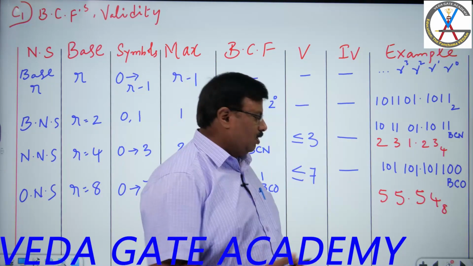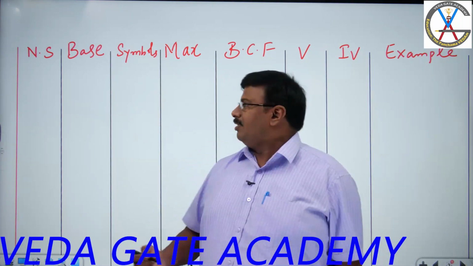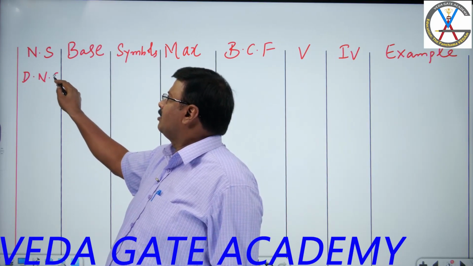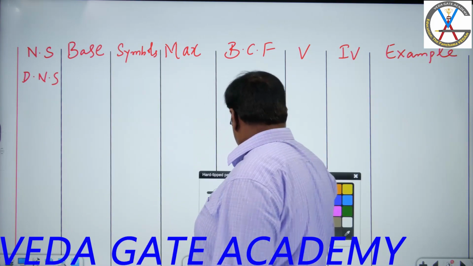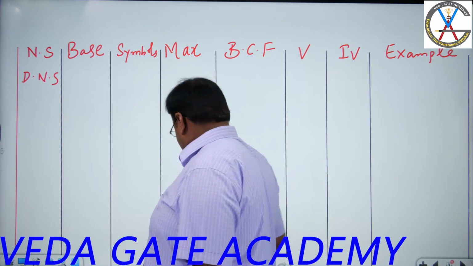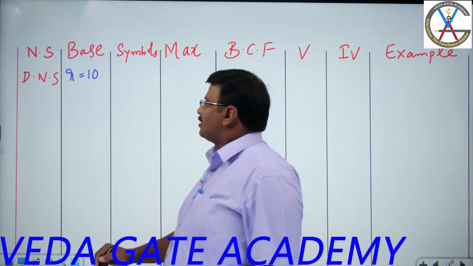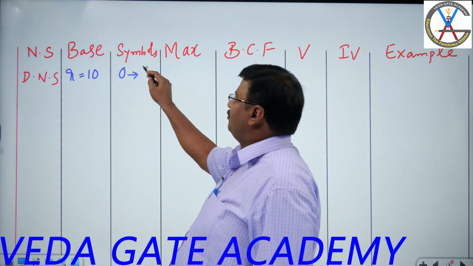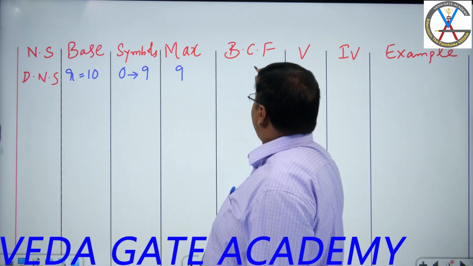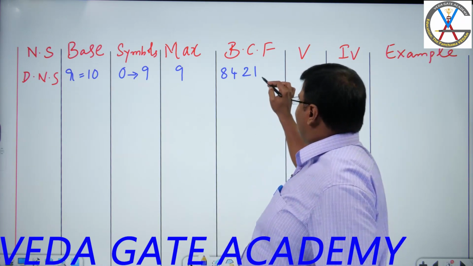And let's see the next two number systems, decimal and hexadecimal. Decimal number system, DNS. For DNS, radix equal to 10. Symbols used are 0 to 9. Maximum symbol is 9. Binary coded format 1, 2, 4, next to 4 is 8. 8421 is called BCD.